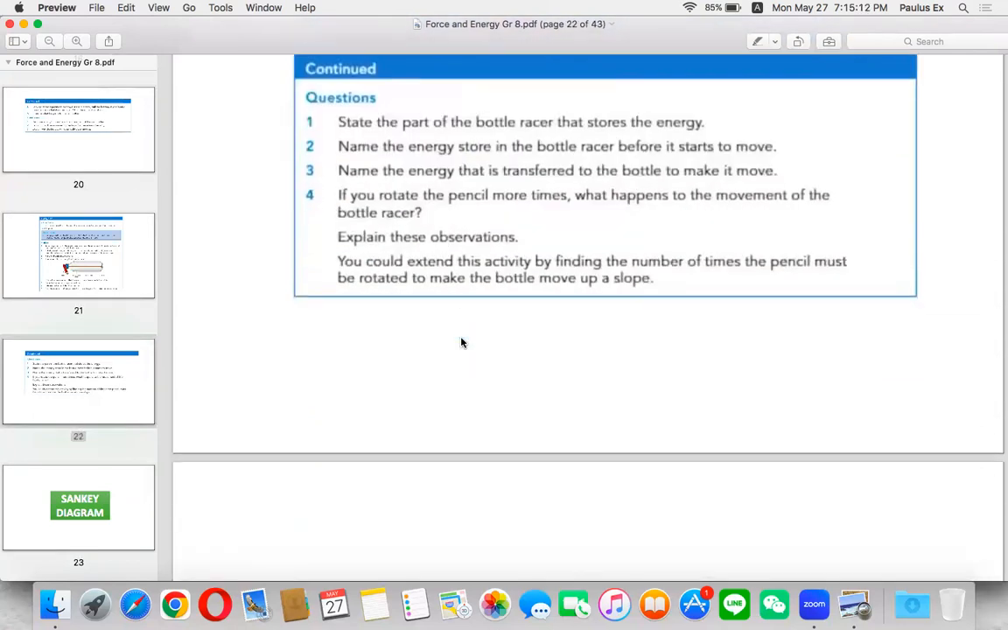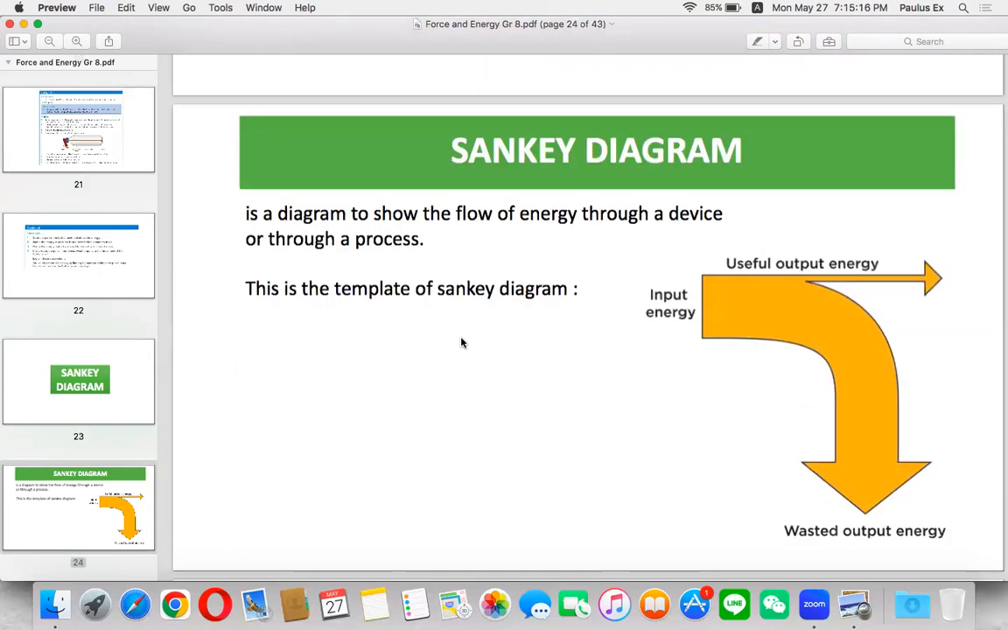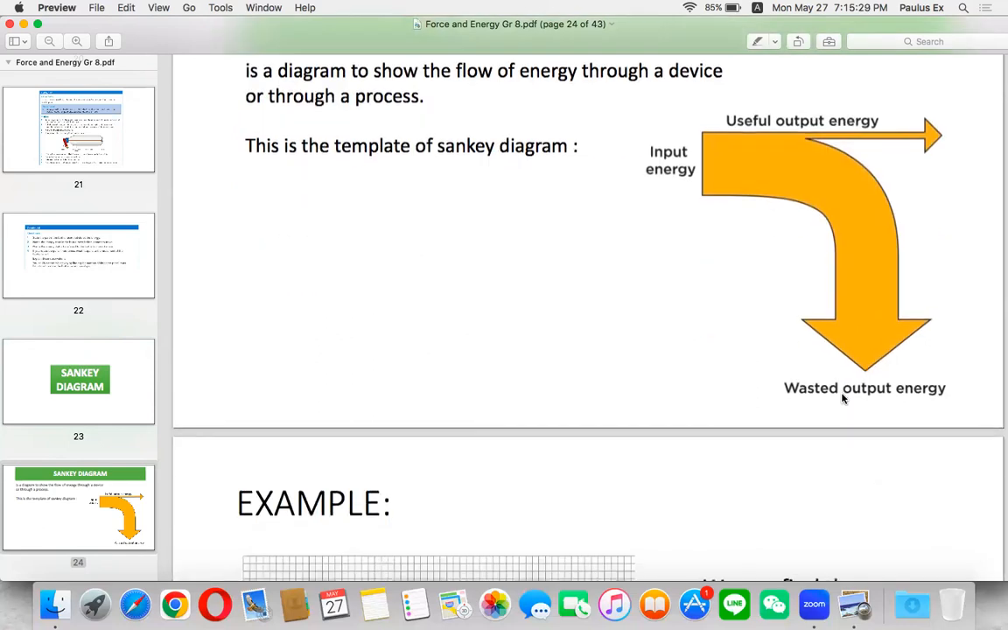Sankey diagram is the diagram to show the flow of energy through a device or through a process. It shows input and then useful output and waste. The waste goes down to the bottom, and the useful goes from left to the right.